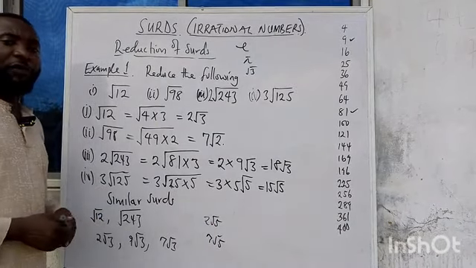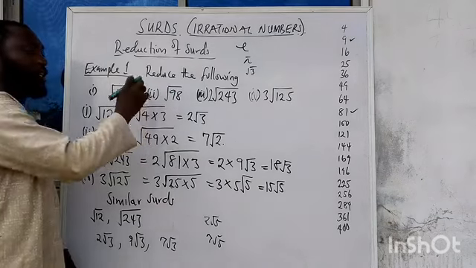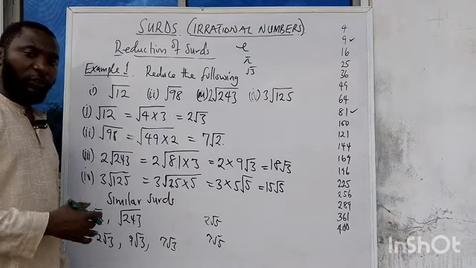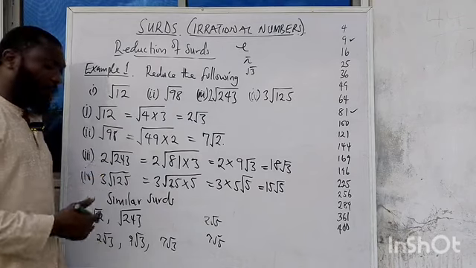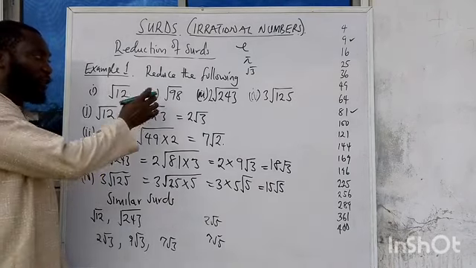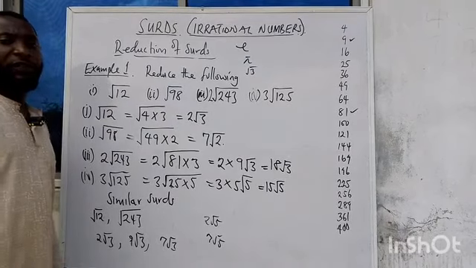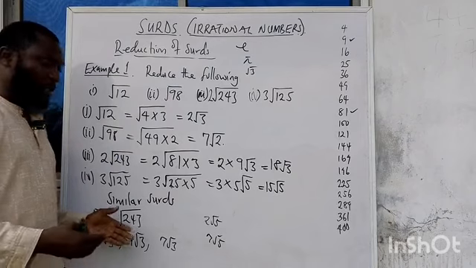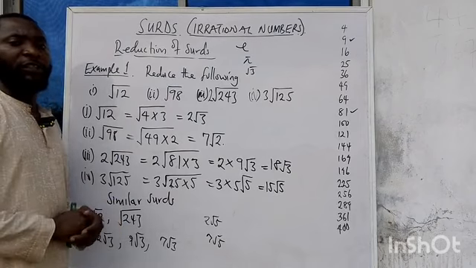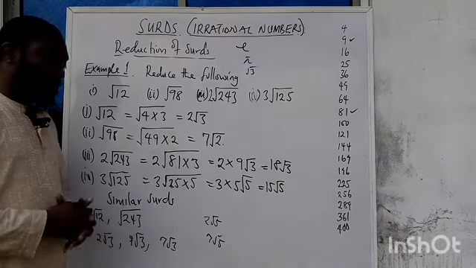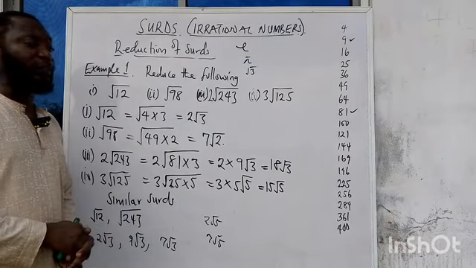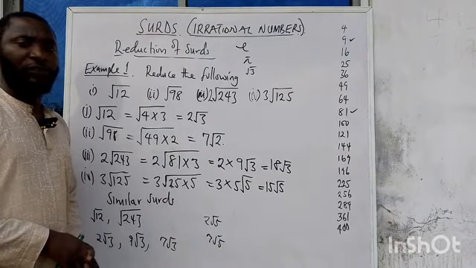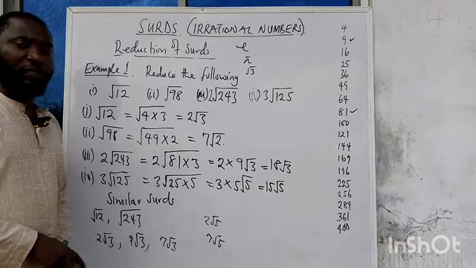So that is one of the applications of this reduction of surds. You can easily identify surds that are similar with the help of reduction. Once you reduce it into the simple form, you can easily see those that are similar. And that is the end of this class. So in our next class, we shall consider the rules of surds. Watch out for that. Thank you.